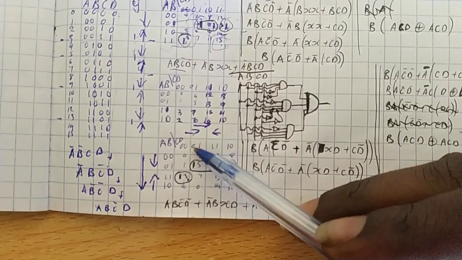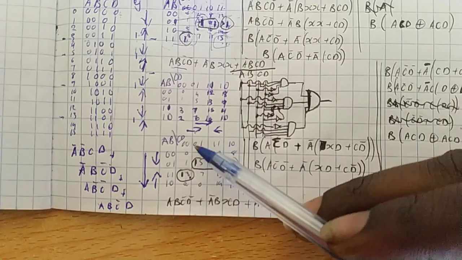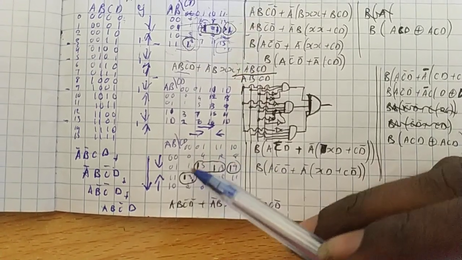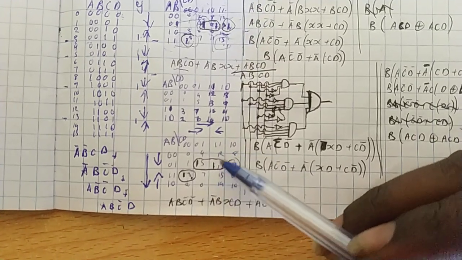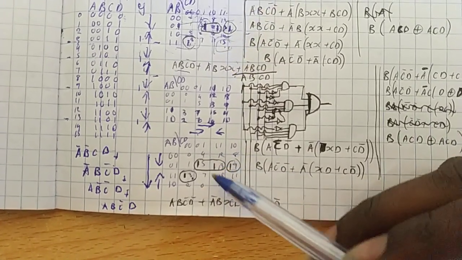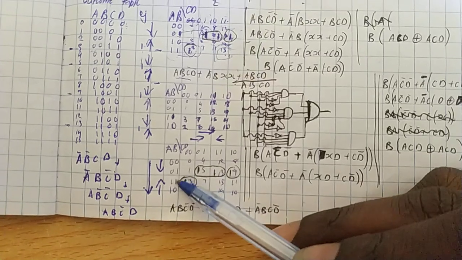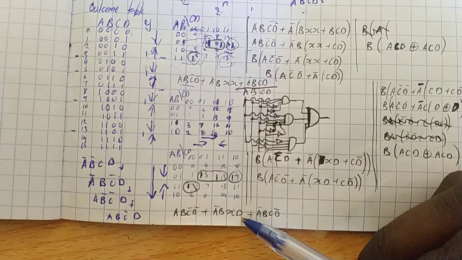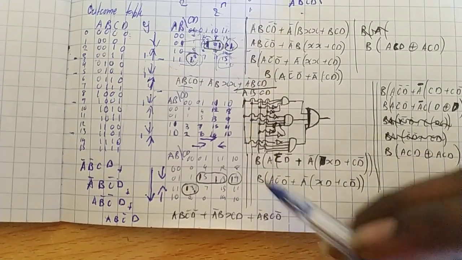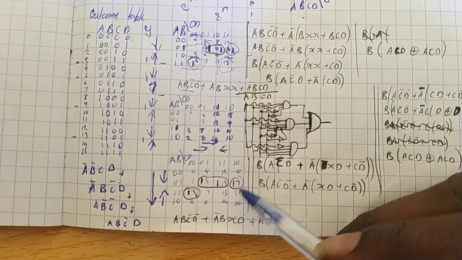But for 1 and 2, C is conflicting. So C is 0 here, C is 1 here. So that's I don't care. And D, it's the same. It's high, high. So when you group them, you say A bar B, X don't care, and then D. And then this one you group it separately.